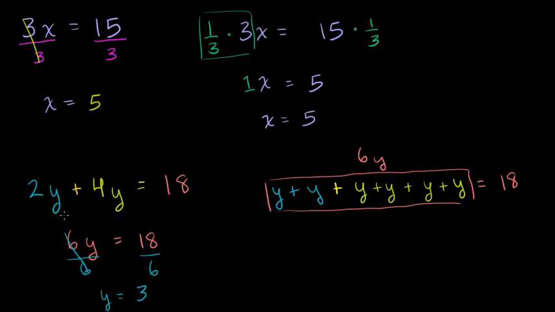And you could try it out. That's what's cool about an equation. You can always check to see if you got the right answer. Let's see if that works. 2 times 3 plus 4 times 3 is equal to what? 2 times 3, this right here, is 6. And then 4 times 3 is 12. 6 plus 12 is indeed equal to 18. So it works out.